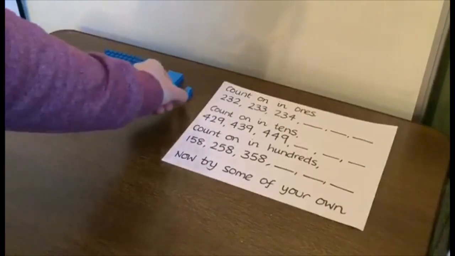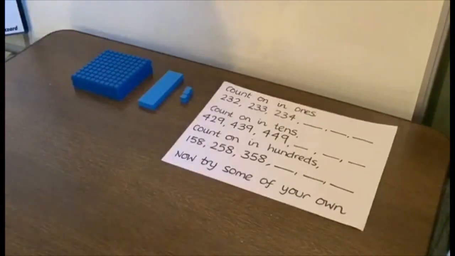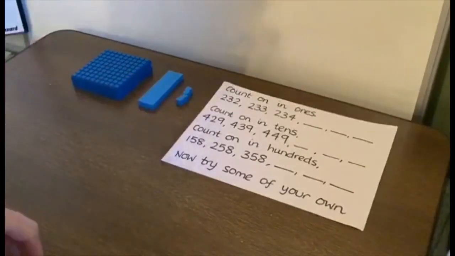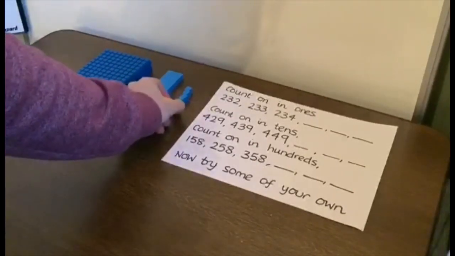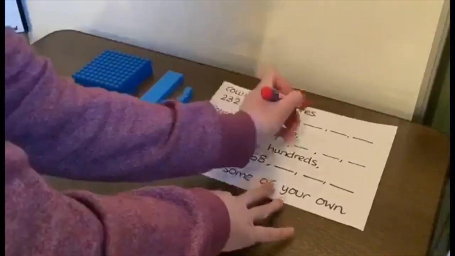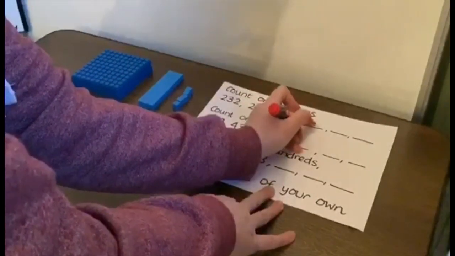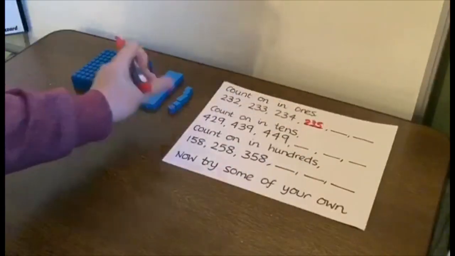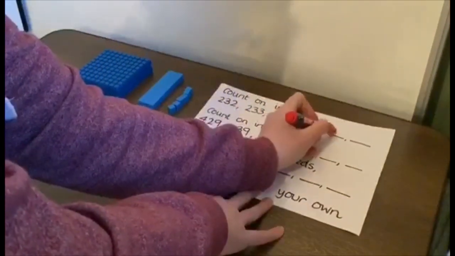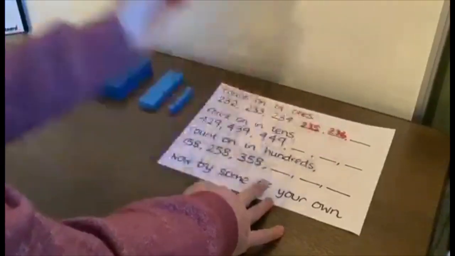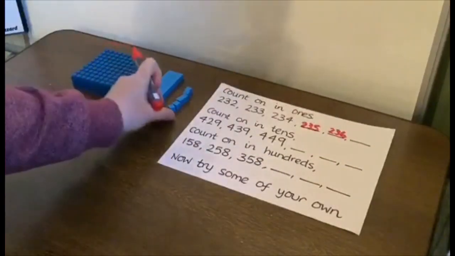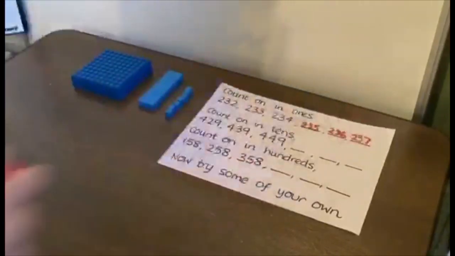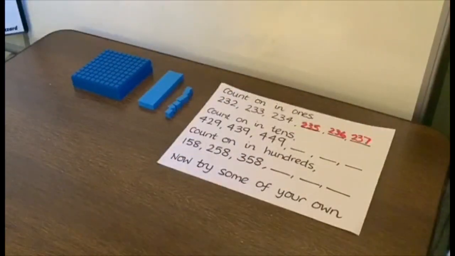So we had 233. Then we added another one, 234. If we add another one more would be 235. Then we're going to add one more. One more is 236. One more, 237. So hopefully your sequence looks just like that.